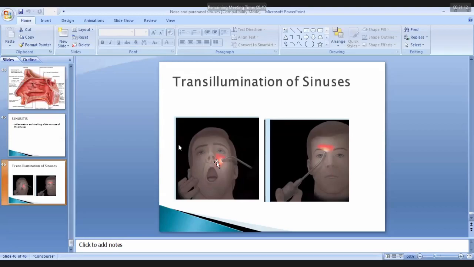If there is any infection or inflammation, there is an accumulation of fluid in these sinuses, so the glow of the light will be decreased. That helps in the diagnosis of cases of sinusitis. For frontal sinus transillumination, we project the light from the angle of the orbital cavity and again see the glow of the light on the forehead at the area of the frontal sinuses. So that is a type of test for identification or diagnosis of any infection or inflammation, or cases of sinusitis.